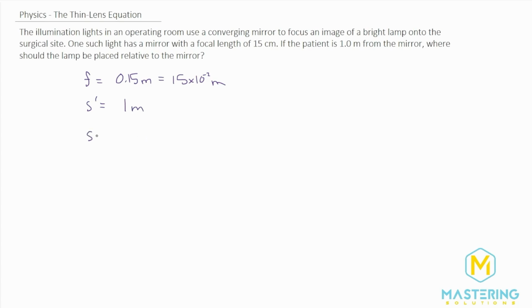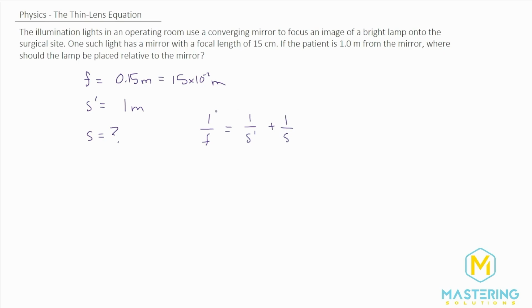Now, what is the object distance? The object distance is the lamp relative to the mirror. So the lamp is what's giving off the light, which we're trying to focus at the image distance. And so this is what we're trying to solve for. So we can use the thin lens equation. So 1 over the focal length in meters is equal to 1 over the image distance plus 1 over the object distance. This is what we need.